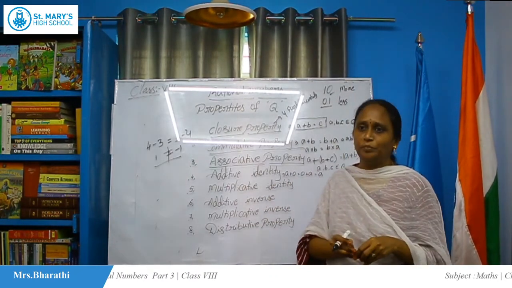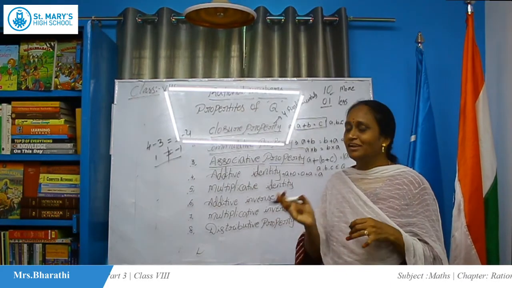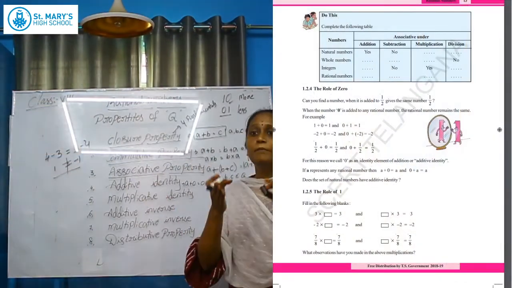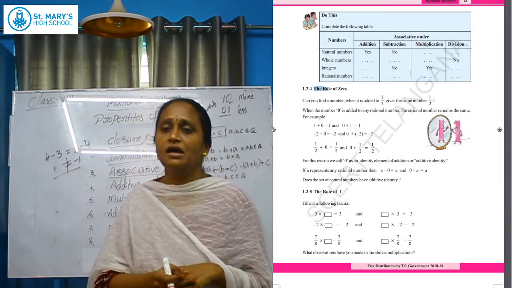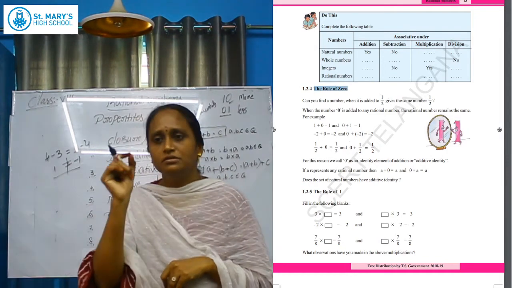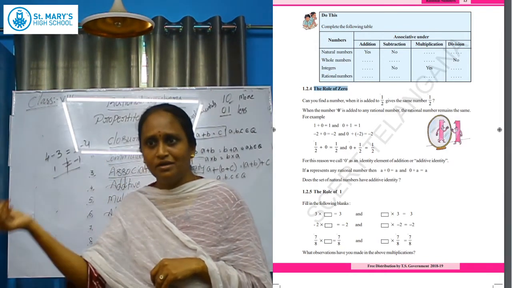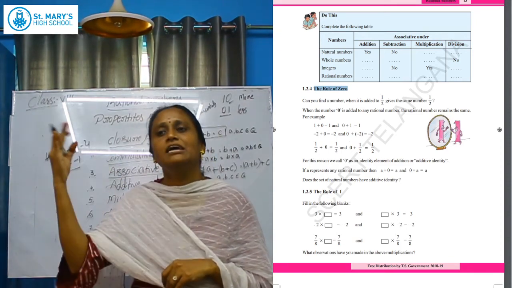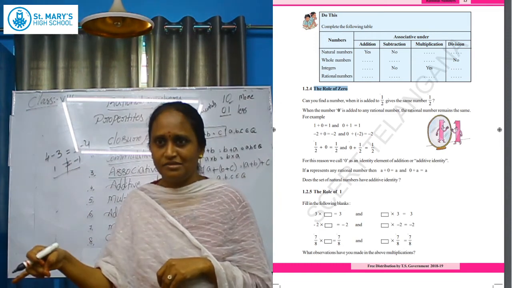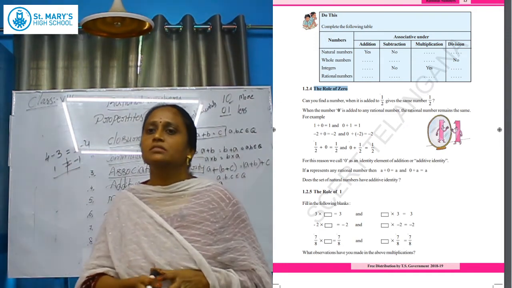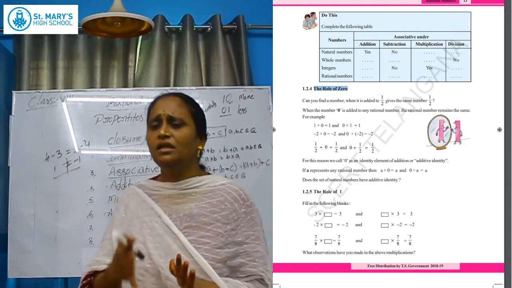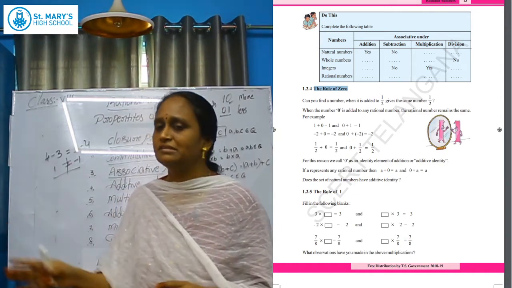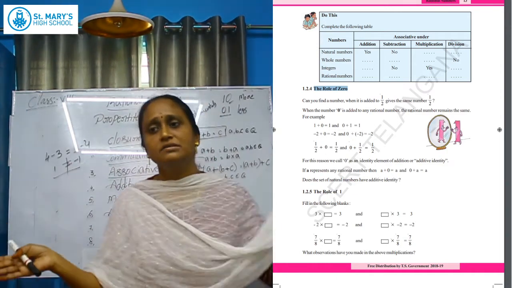Just take 10 rupees and 1 rupee. In 10 rupees, the 0 is on the right side of the number. That is the main role of 0. So if the 0 is on the right side of any number, then the value is more. If the 0 is on the left side of the number, then that value is very less. This is the main role of 0. The 0 is the additive identity. Any rational number we add to 0, the result is not changed. We get the same number only.